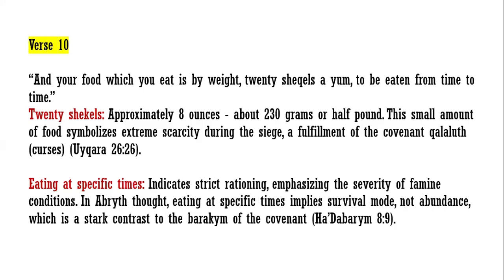So eating at specific times indicates strict rationing, emphasizing the severity of famine conditions. In Abrit thought, eating at specific times implies survival mode, not abundance, which is a stark contrast to the Barakim after covenant, Adabarim 8 verse 9. So we're going to ask someone to read that for us. A land in which you eat bread without scarcity, and that you do not lack at all. A land whose stones are iron, or out of whose harim you dig copper.